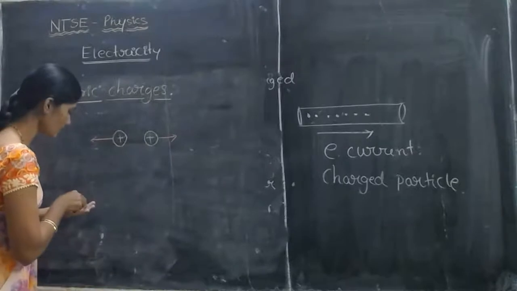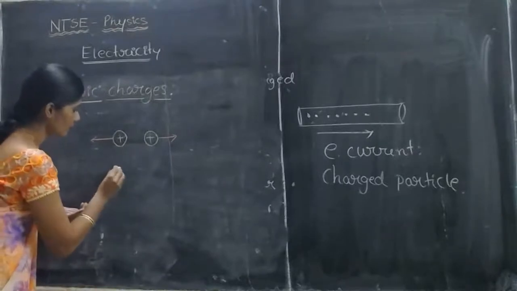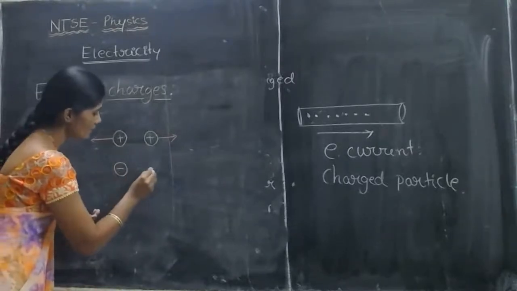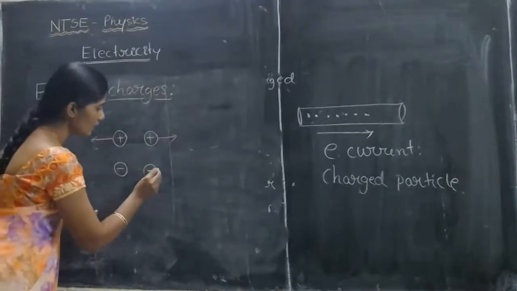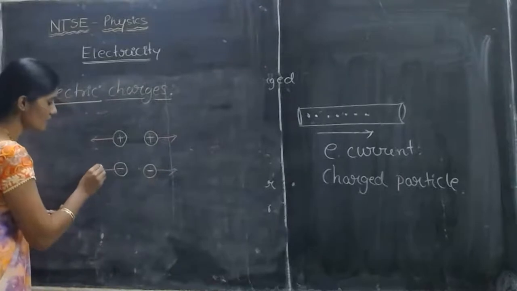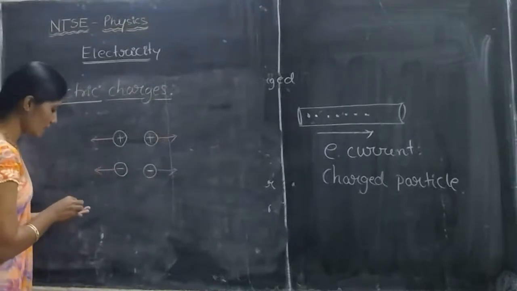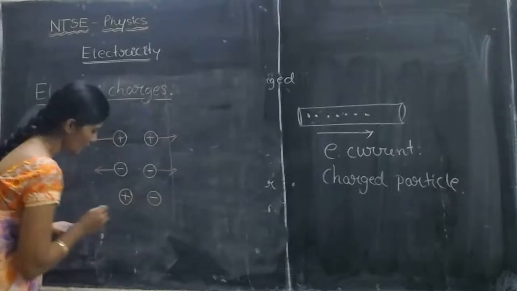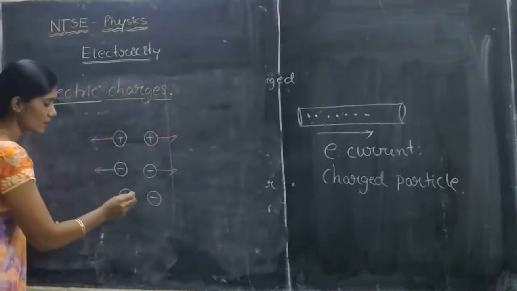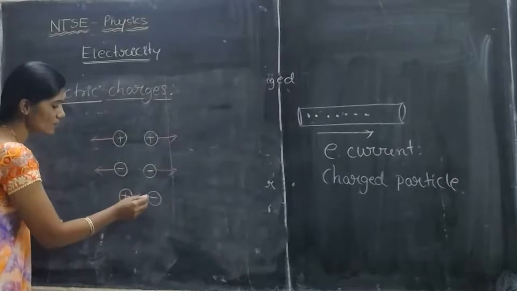Similarly, if I bring one negative charge near another negative charge, in this case, what would happen? Again, they move away from each other. Now, what do we do? One positive and one negative charge we take. Then what happens? Now they are moving towards each other.